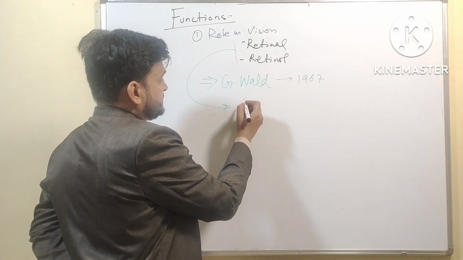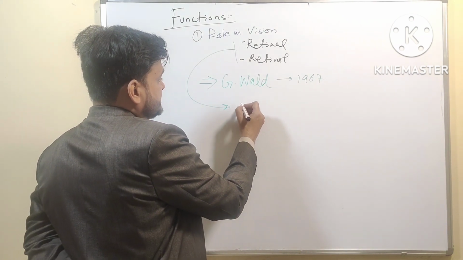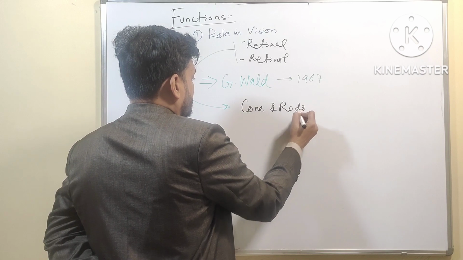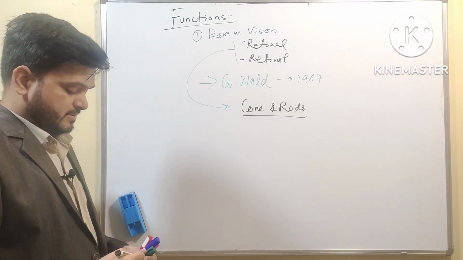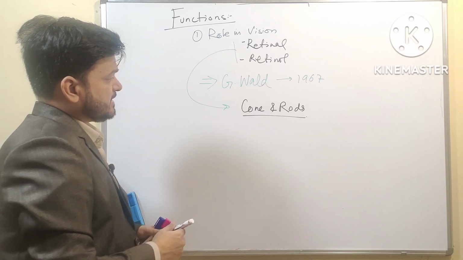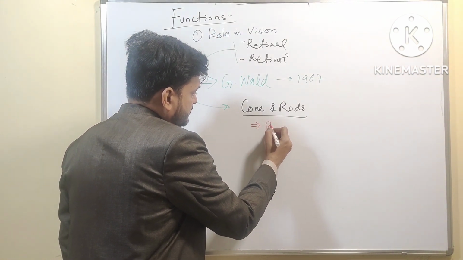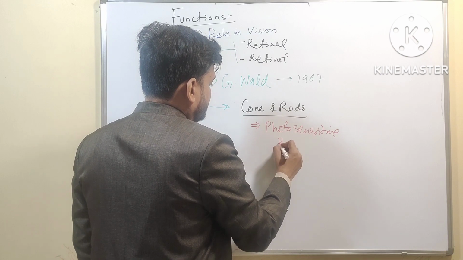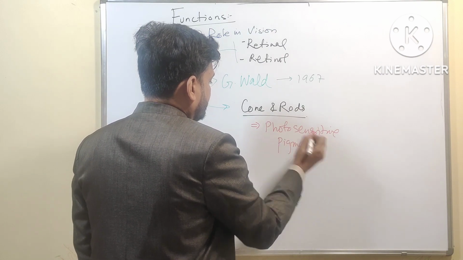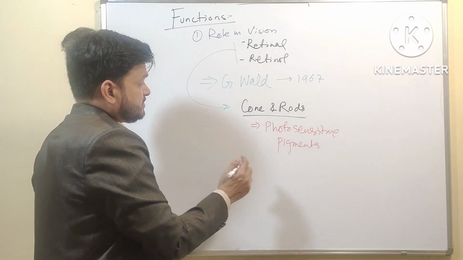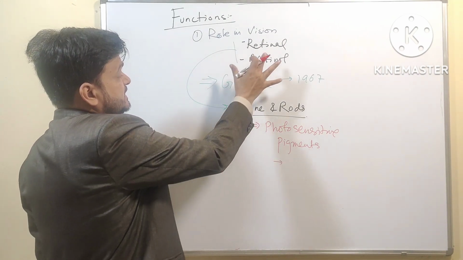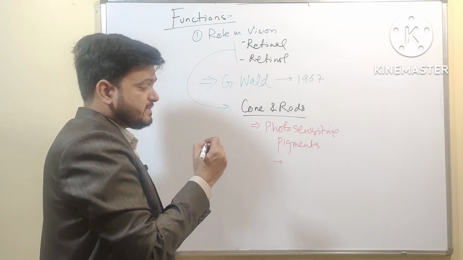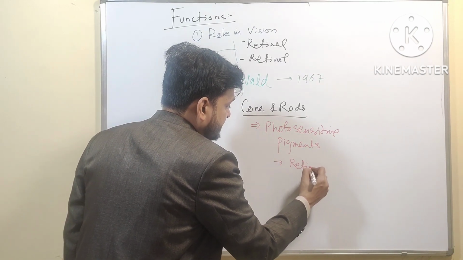As we all know, our eye has specialized cells, that is cones and rods. As I said, they are specialized, so they have some special properties, and they have photosensitive pigments in them. We all know about it. But the catch is that one of the main contents of these pigments is vitamin A, or we can say retinol or retinal.